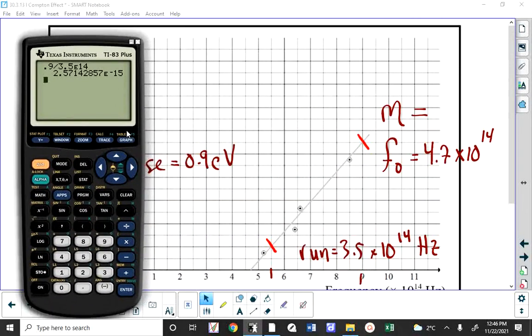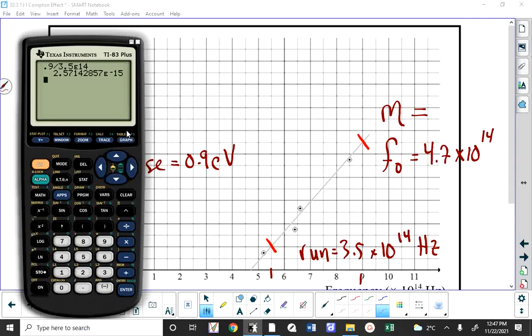Did anybody do this by doing a regression on your calculator? Is that close to what you got? Pretty close. And don't be scared by that, because you know it should be 4.14, right? It should be. But this is an experiment, and it's a hypothetical situation on an exam.